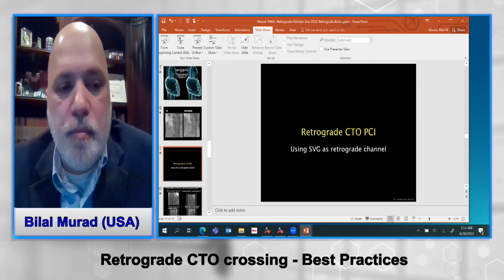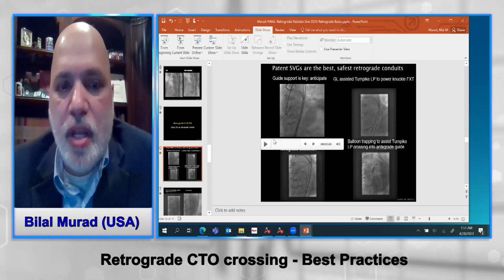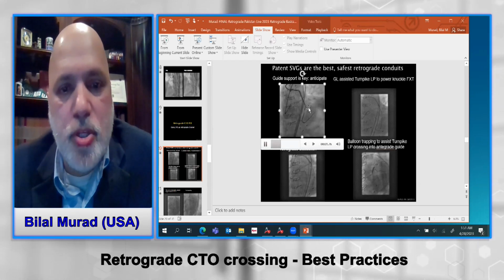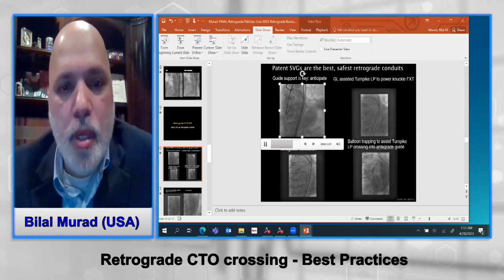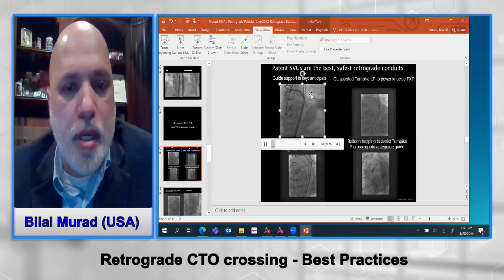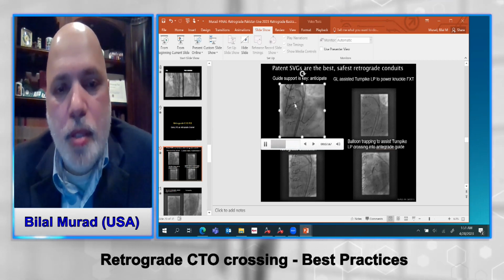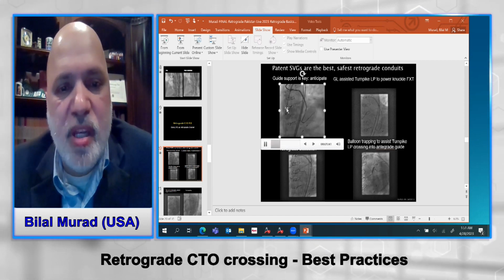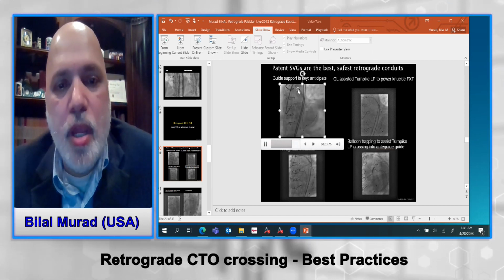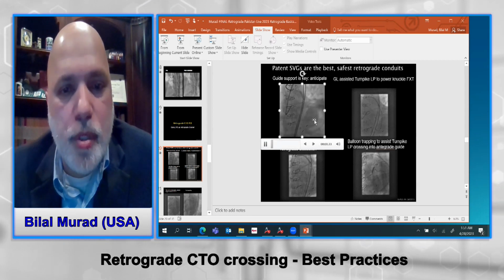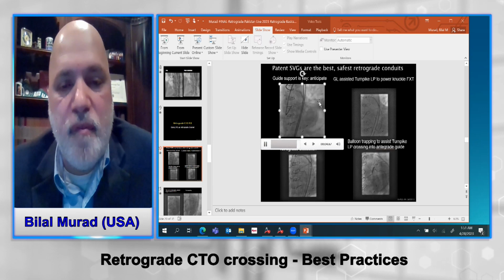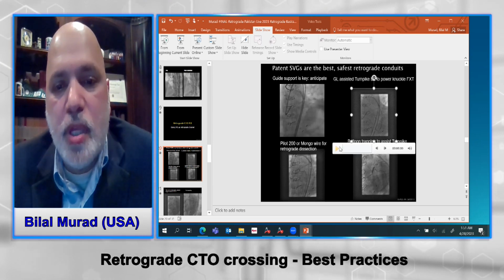Now, using the saphenous vein graft as a retrograde channel is also an essential skill set to know. This is an example of a patient who keeps having restenosis and comes repeatedly with ISR and non-STEMIs due to graft disease. So I'm going to try and open up this left main into the circumflex artery. It's a wide open graft. It's the safest one to use. But I know that my guide backup is going to be a problem. This is severely calcified, so I'm going to go in with a guide liner.